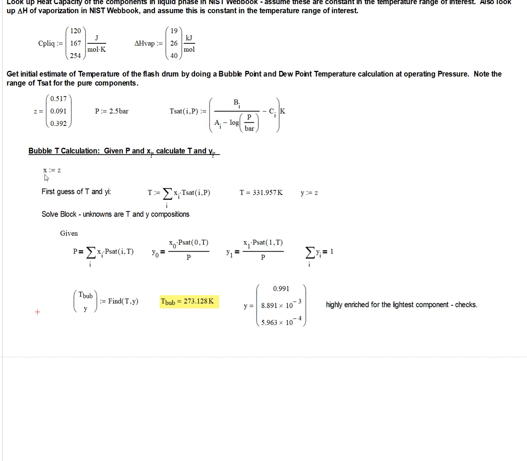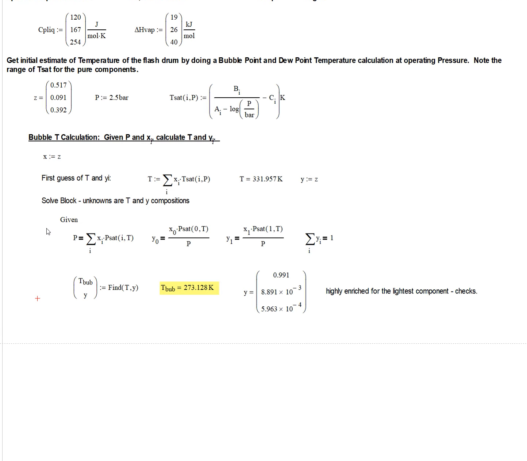And so we are going to set our liquid phase concentrations to the feed concentrations that are coming in. We're going to do a first initial guess of our temperature and our vapor phase concentrations. A way to do that is just to do a weighted calculation of the Tsat at our operating pressure. And so our initial guess is going to be 332 Kelvin, and our initial guess for our vapor phase concentrations, I'm just going to set equal to the feed concentrations coming in.